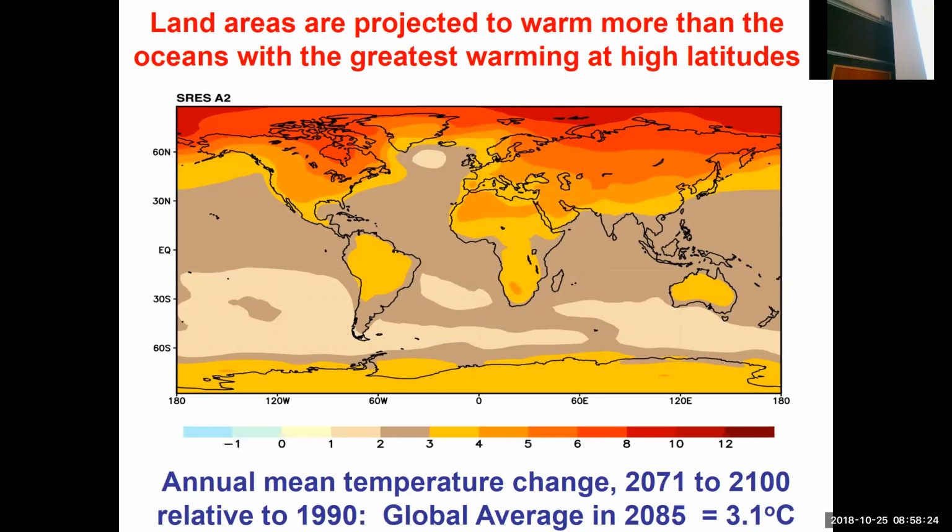Okay. Land areas are warming more than the oceans, and the greatest warming is occurring at high latitudes. So this GCM output is a forecast for the future. And we see the baseline down here at the bottom is relative to 1990. And this is annual mean temperature change for that 30-year period at the end of this century. We see that the warmer or more orange colors are all in the northern hemisphere, and particularly at the extreme northern hemisphere. And on average globally, the warming is about 3.1 degrees in 2085, as envisioned by this particular model output.